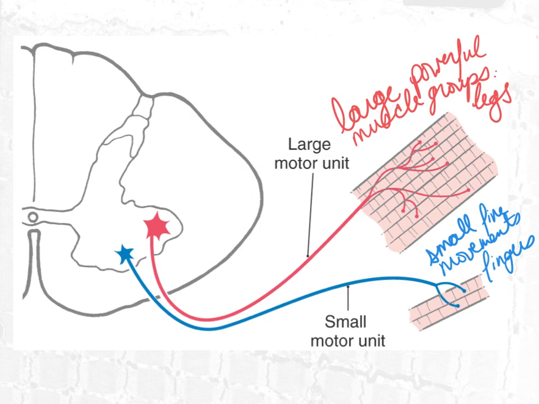So the bigger the motor unit, the more muscle fibers are activated at once, and generally the bigger the movement is going to be.